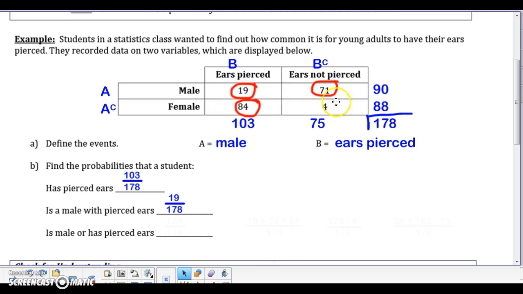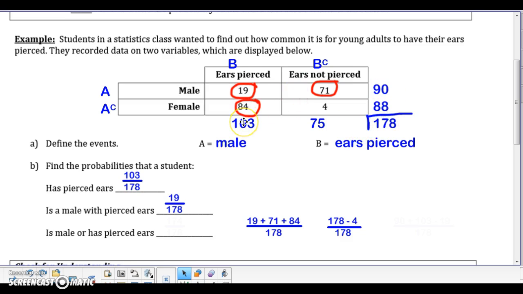So one way to figure this out would be to add up those three regions. So what are those three regions? 19 plus the 71 plus the 84 out of my total, which is 178. That's one way to think about it. Another way to think about it is to say, hey, this is everybody except these four people here who are female and don't have their ears pierced. So you could figure it out using the complement rule. You could say, all right, it's everybody in this group except for those four, which would be 178 minus those 4 over 178.